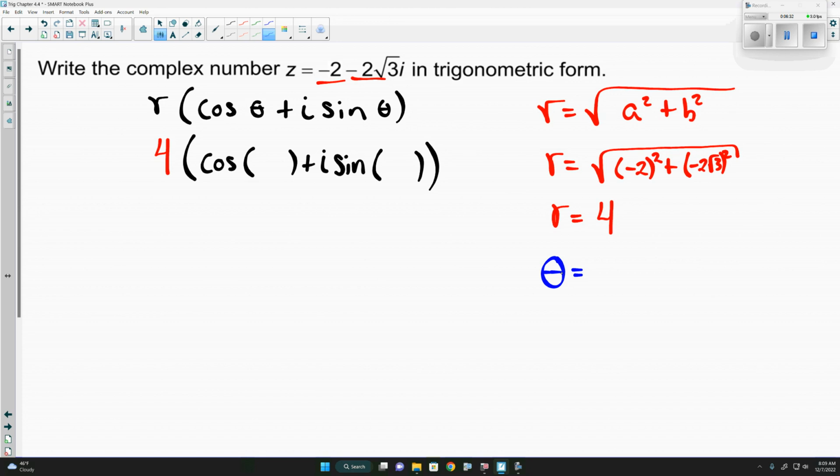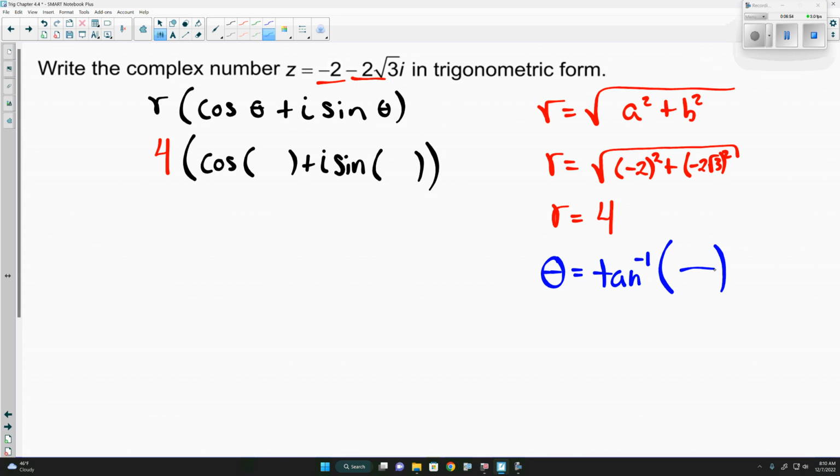Now we need to find theta. Unless the problem specifically states which one it wants, we can take either degrees or radians. It doesn't matter. But our angle theta is equal to tangent inverse of b over a.